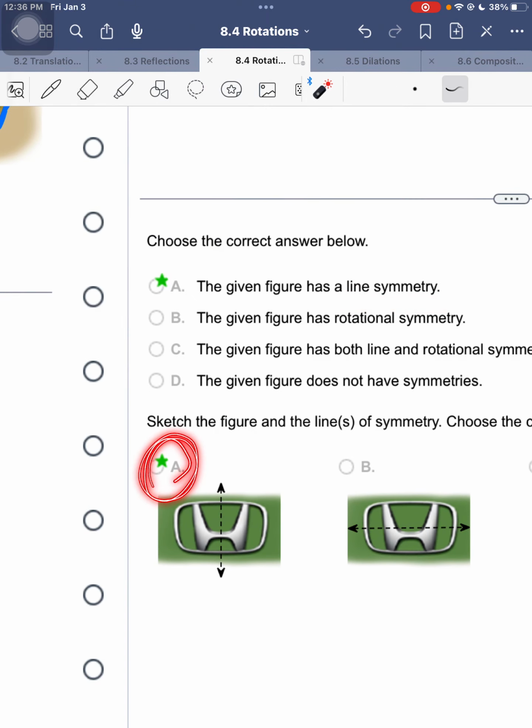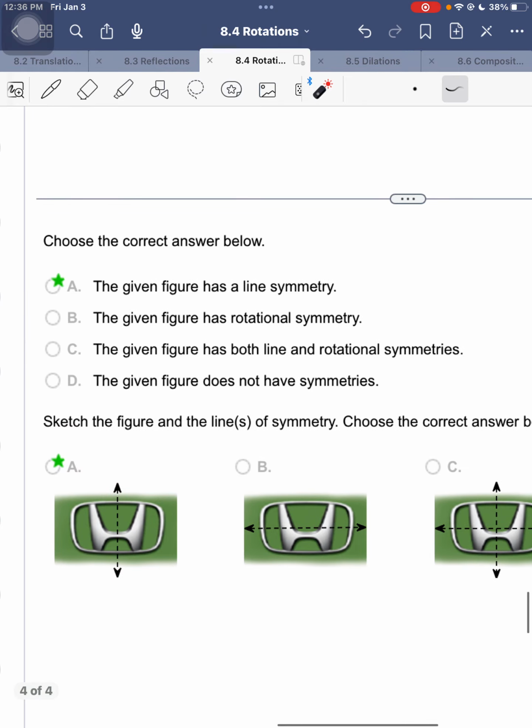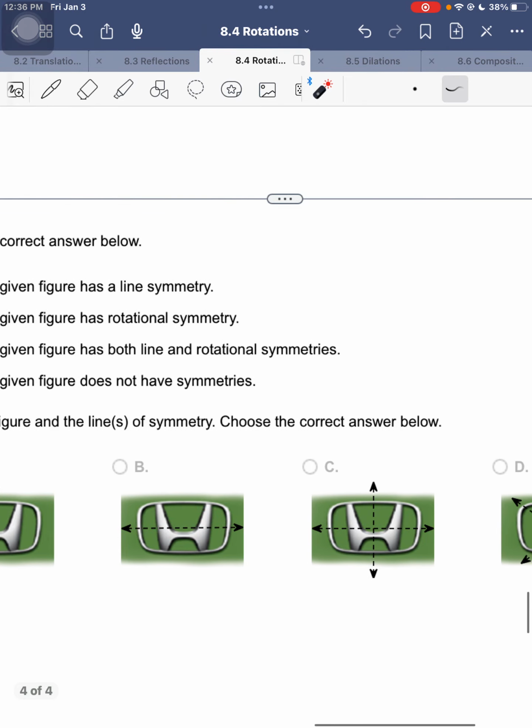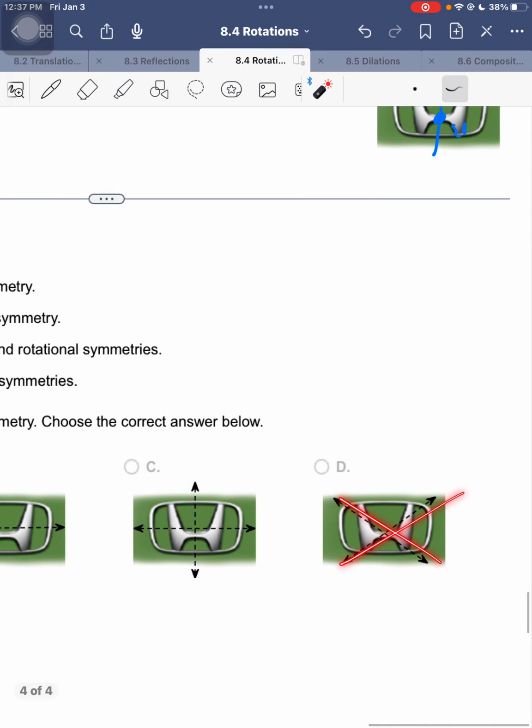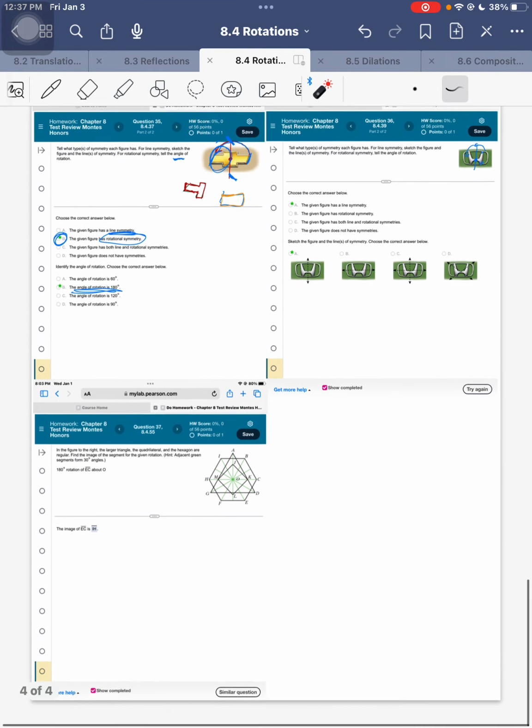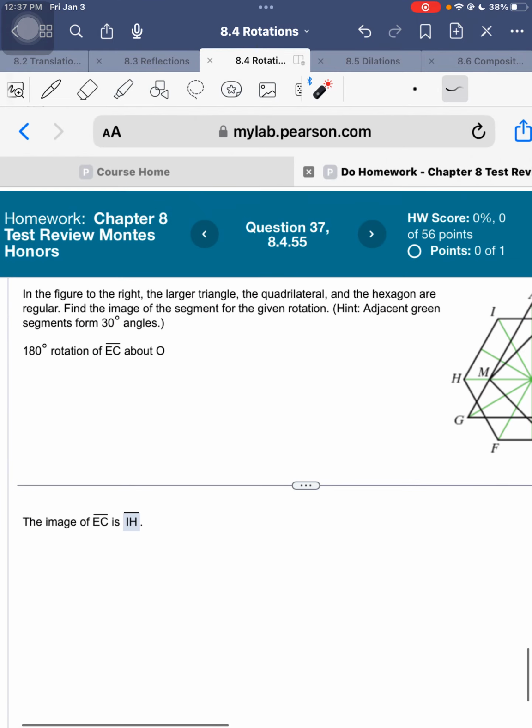Line of symmetry? Right here. Only this one. This one definitely not. You can just see how if we were to reflect it, it wouldn't match. This one, yes. This one, no. And definitely not any of these. And it doesn't even have the one that we need, which is that one. Okay, last one.